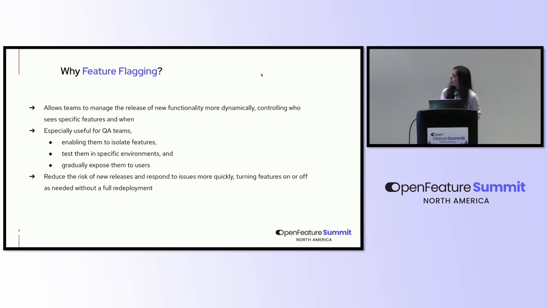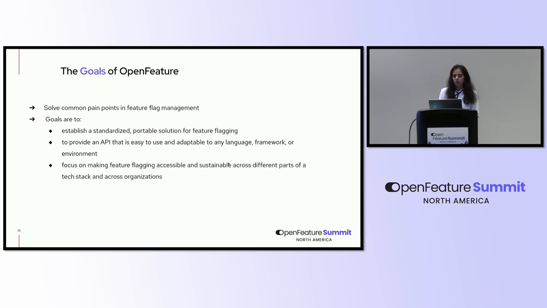Now, what is the goal of OpenFeature? OpenFeature was built to solve the common pain points in feature flag management. The goals are to establish a standardized, portable solution for feature flagging and to provide an API which is easy to use and adaptable to any language, framework, or environment. OpenFeature focuses on making feature flagging accessible and sustainable. These days, sustainability is also a main concern, and it makes sure that it's sustainable across different parts of the tech stack and across organizations.